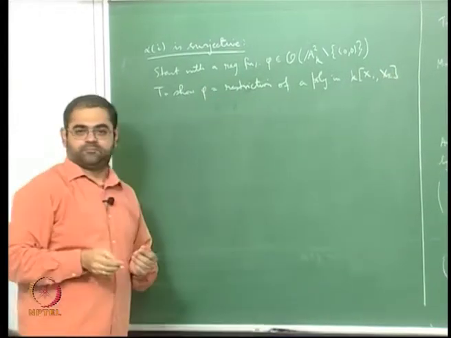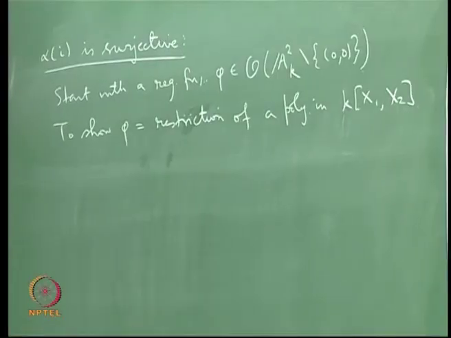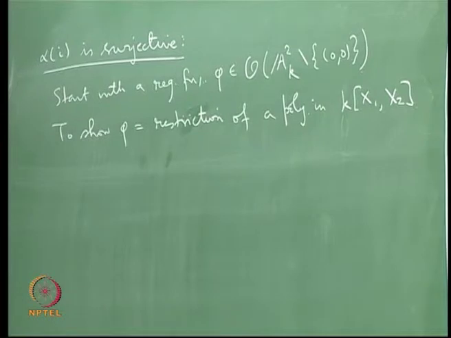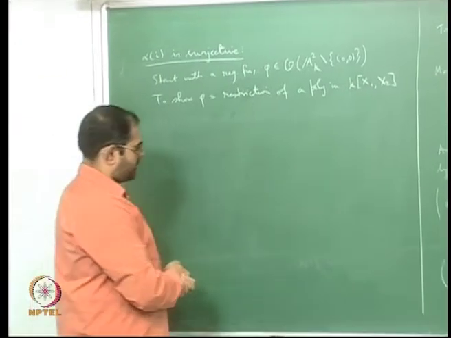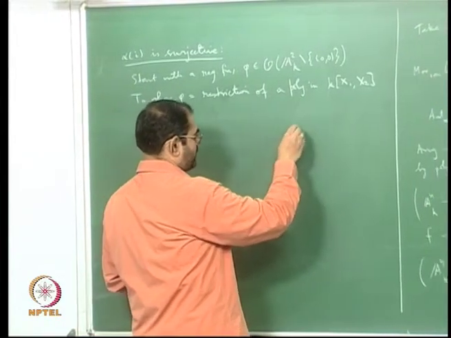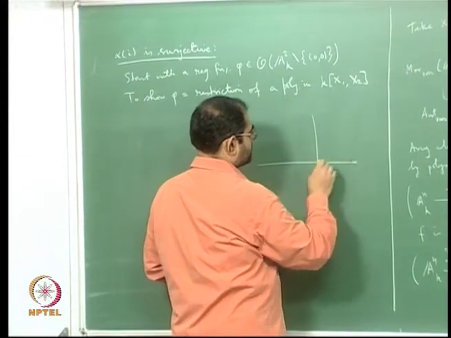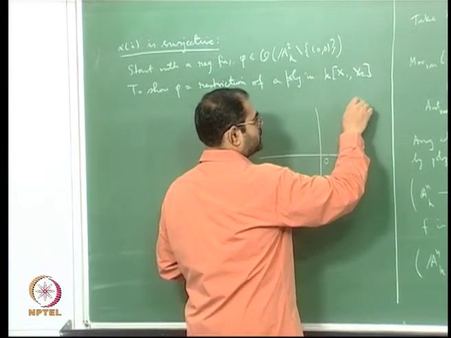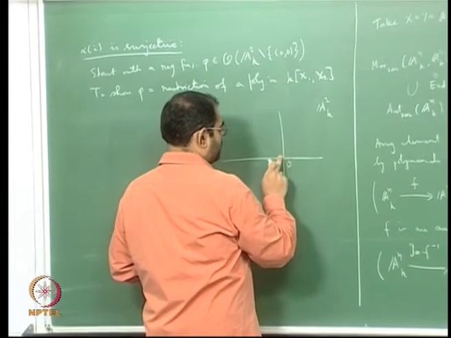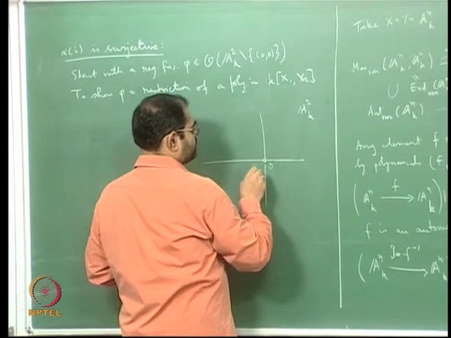This is what I have to prove, right. This is what I have to prove. Now, so let me draw a diagram. So you have something like this, you have the origin, this is A2, and I have thrown out the origin, so I will put a circle here, okay.